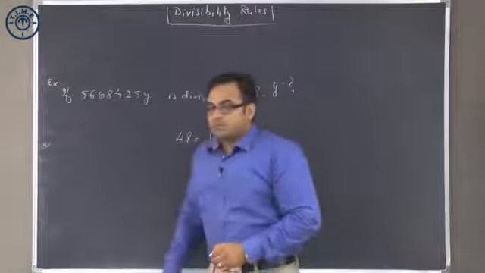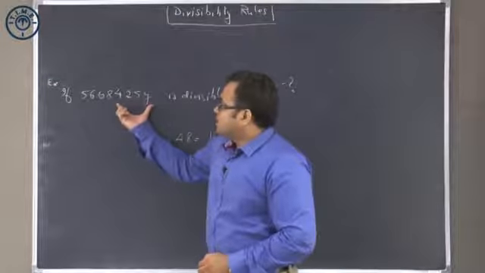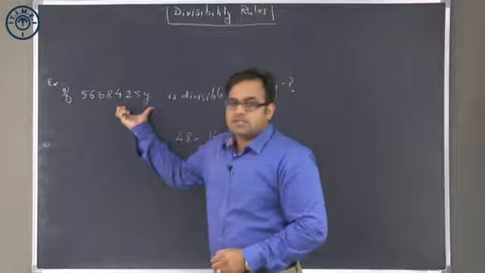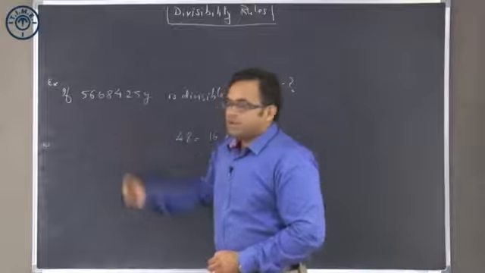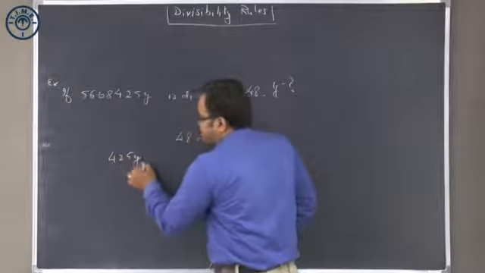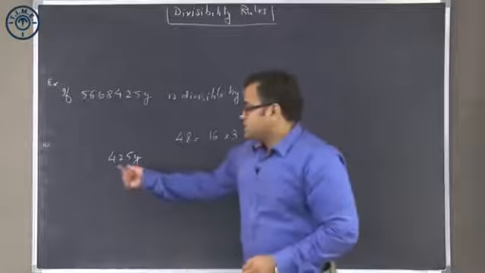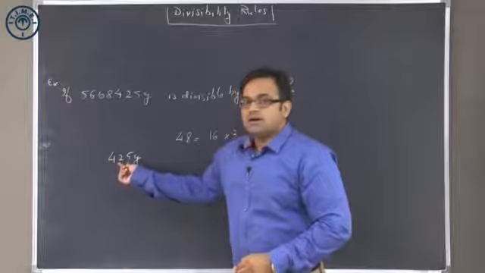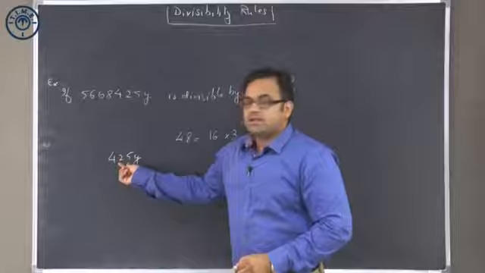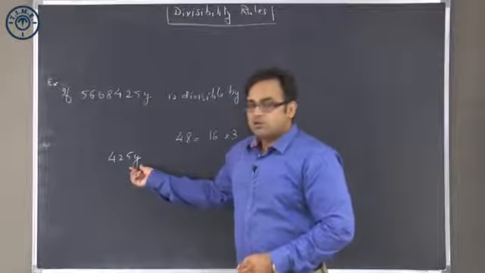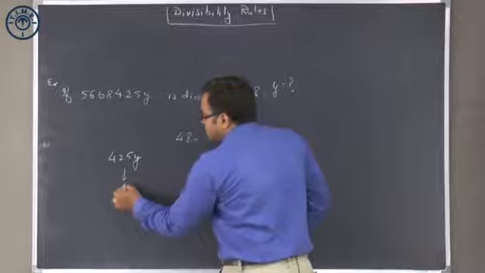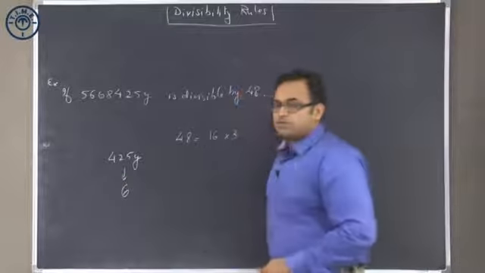If the number is divisible by 16, that means that the number formed by the last 4 digits of the number should be divisible by 16. So 425y is divisible by 16. 16 times 2 is 32, 16 times 6 is 96, remainder is 9. That means that y is equal to 6, so that this becomes 96. If y is equal to 6, that is the only possibility from here.